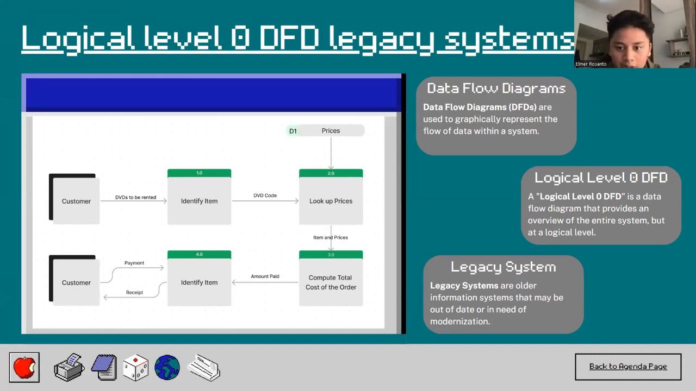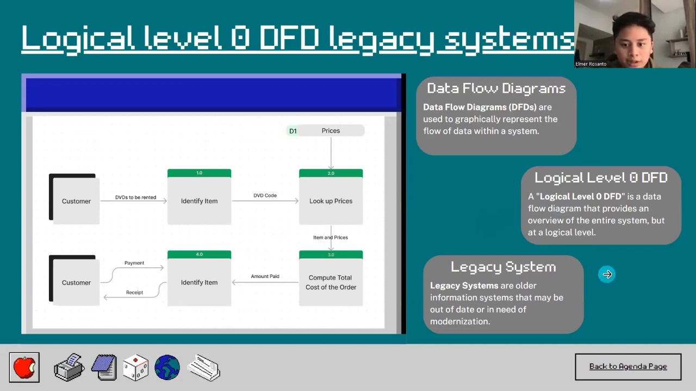And the next one is the logical level 0 DFD. It is a data flow diagram that provides an overview of the entire system, but at the logical level, which means it focuses on what happens to the data as it moves through the system. And the last one is the legacy system. Legacy systems are older information systems that may be out of date or in need of modernization. However, legacy systems are often critical to an organization's operations, and thus understanding them is essential for any migration or update project.